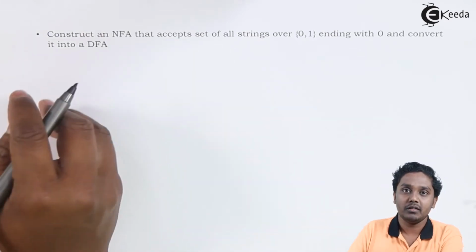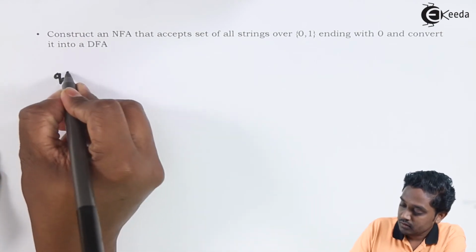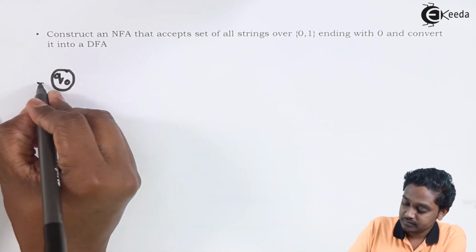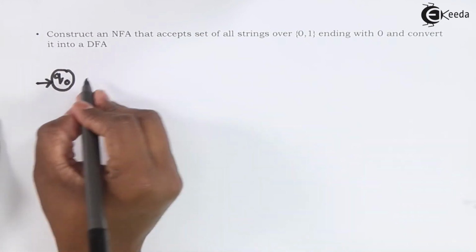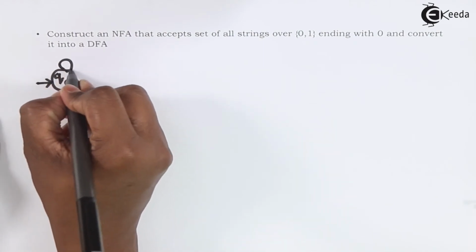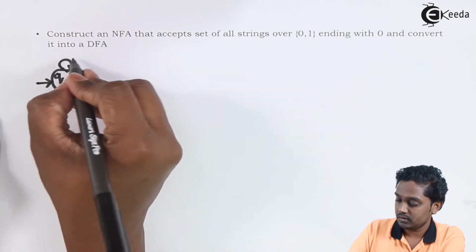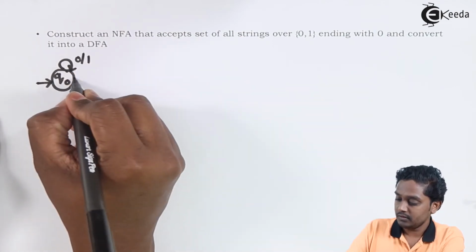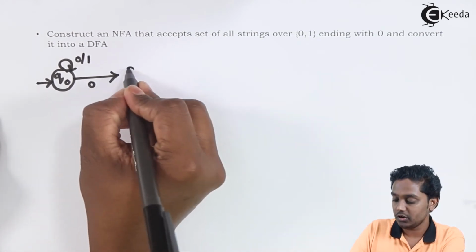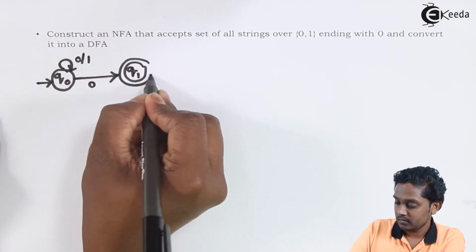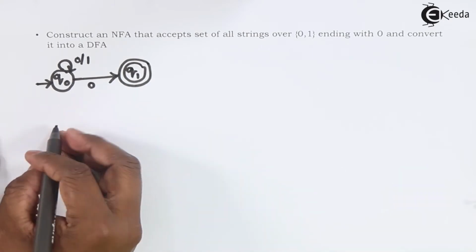First, try to construct the given NFA. Start with the initial state Q0. We will wait for the end 0 to arrive. Whenever we get the final 0, we will go to the final state Q1. Now we are done with the construction of the NFA. Let's draw the transition table.